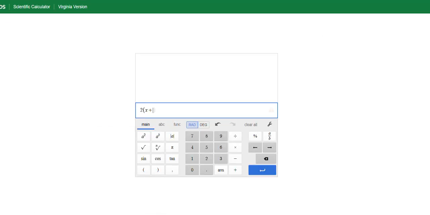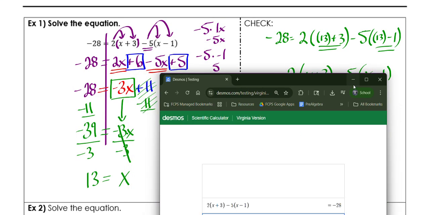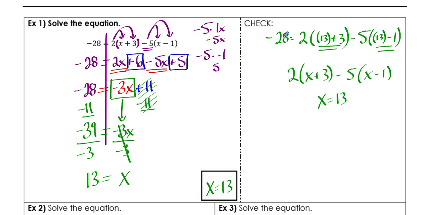2 times x plus 3 minus 5 times x minus 1. It doesn't know what x equals yet, so you have to say x equals 13. And then it does a substitution for you and tells you that that whole expression, when x equals 13, equals negative 28. And that's exactly what we're looking for. That is negative 28. When I plug in 13, that also equals negative 28. So I did that correctly. You want to just make sure that you get the same thing on both sides of the equal sign.